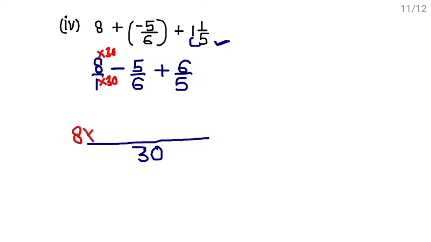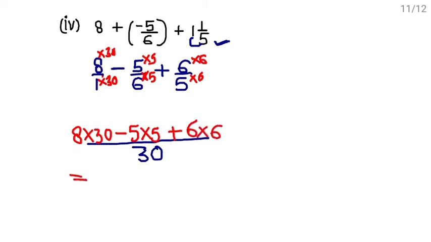8 multiplied by 30. Minus 6 fives are 30, so multiply this denominator and numerator by 5: 5 multiplied by 5. Plus 5 sixes are 30, so multiply this numerator and denominator both by 6: 6 multiplied by 6. So what does it become? It becomes 8 threes are 24, 0, minus 5 fives are 25, plus 6 sixes are 36, upon 30.